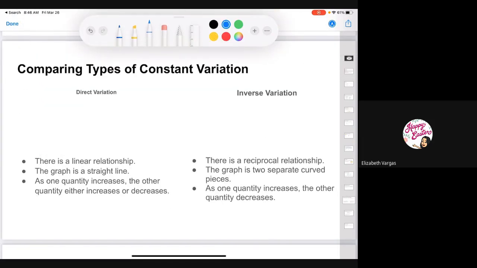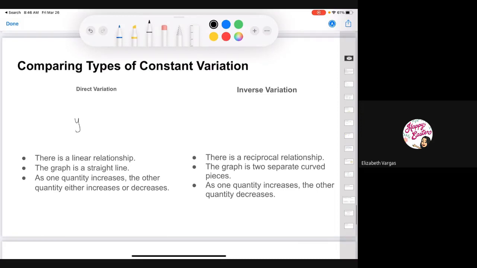So we saw direct variation, which the equation is y equals k times x. This is a linear relationship. If I were to graph this, it would be a straight line. And as one quantity increases, the other would either increase or decrease depending on whether you have a positive or negative constant variation.